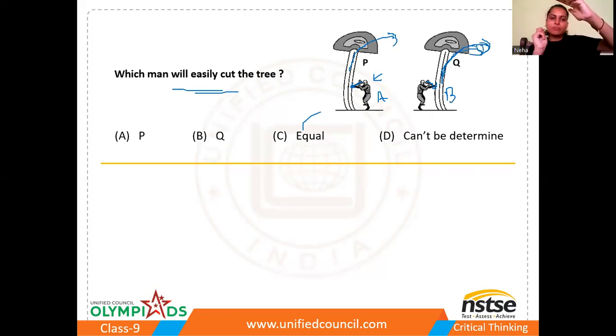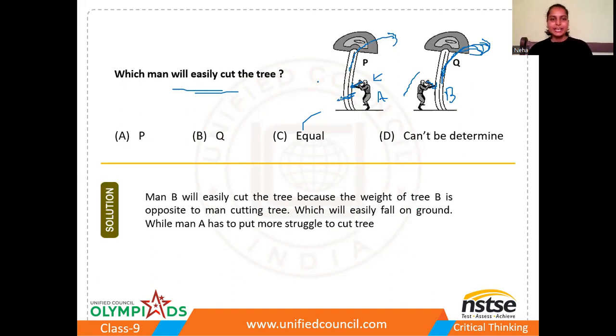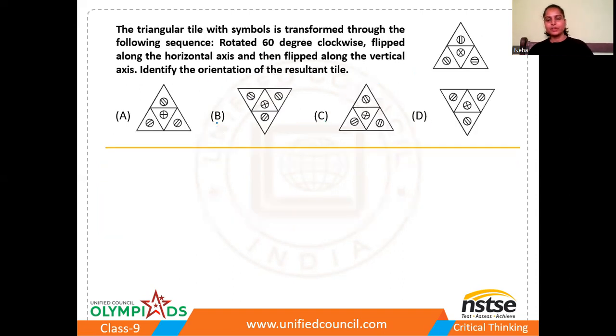So when it breaks, the tree easily falls on the ground, due to the more weight on the opposite side. But man A will have some struggle in this situation, right? So I can easily say that Q is the right answer. P or Q? Q can easily cut. All right. Okay.